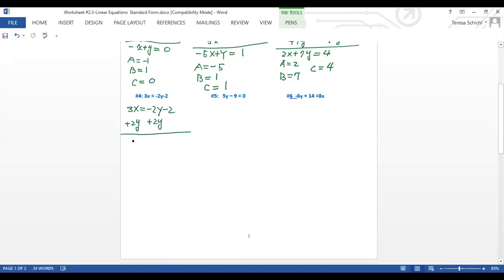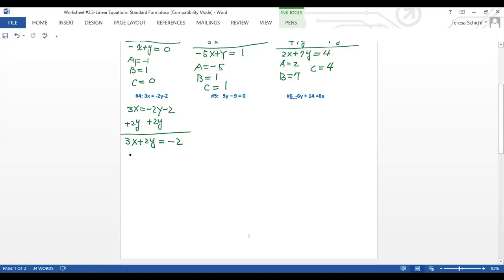So what happened to your left-hand side? Your left-hand side is 3x plus 2y. So it's equal to minus 2, because the 2y cancels. Okay, so this is the standard form here, right?